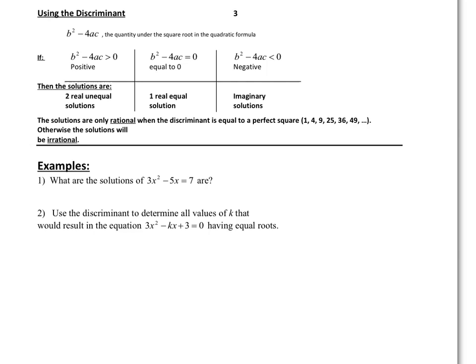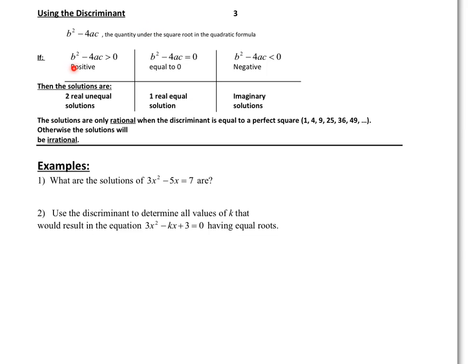Okay, so I want to use the discriminant, which is b squared minus 4ac, what's underneath the square root of the quadratic formula, to determine what type of solutions I'm going to have. Most of the time these are multiple choice type questions off the Regents exam.